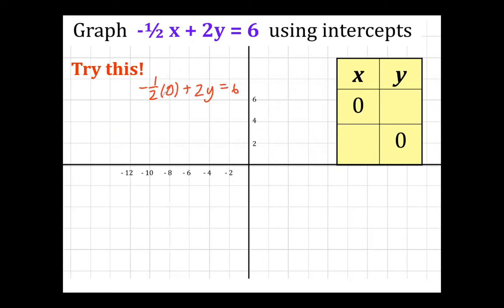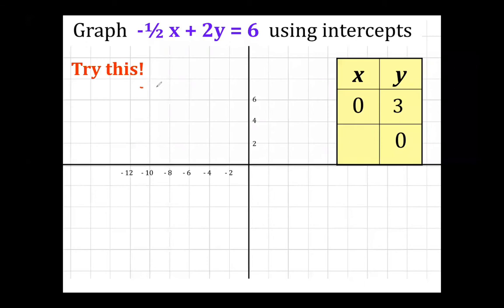First, cancel out your negative 1/2 times 0, since that just equals 0, and you're left with 2y equals 6. Divide both sides by 2 to get your y-intercept, and you're left with y equals 3. So now that you found your y-intercept, do the same to find your x-intercept by setting y to 0.